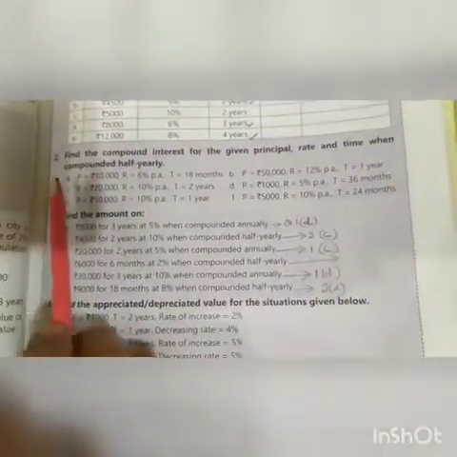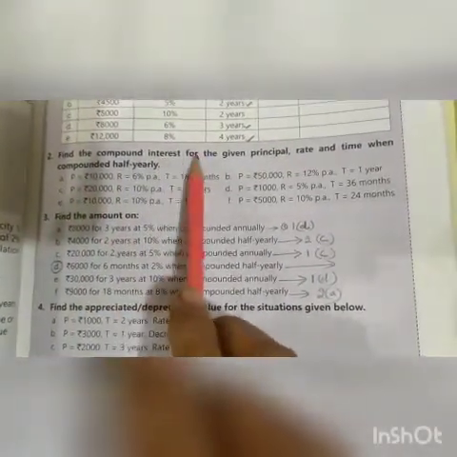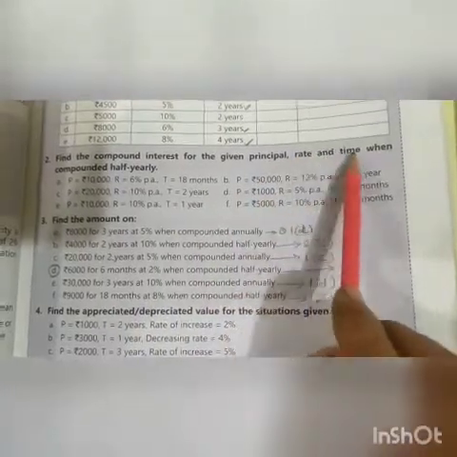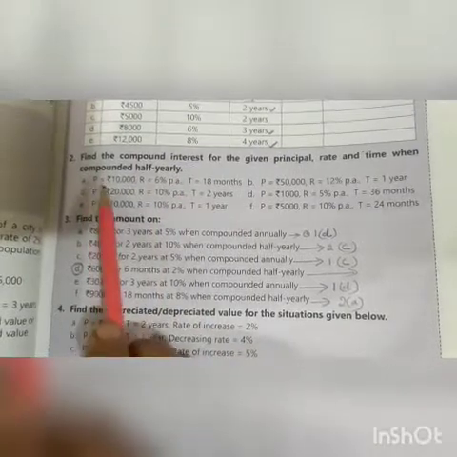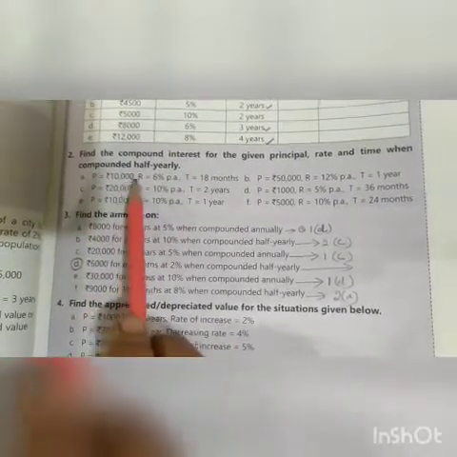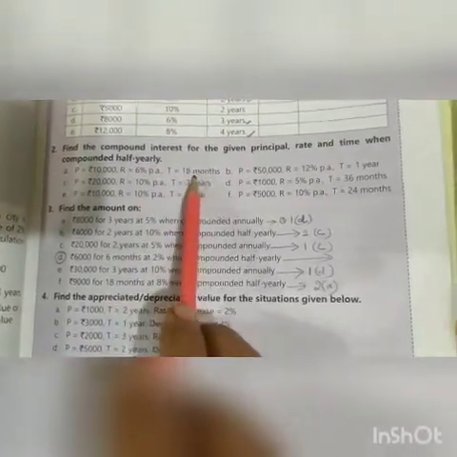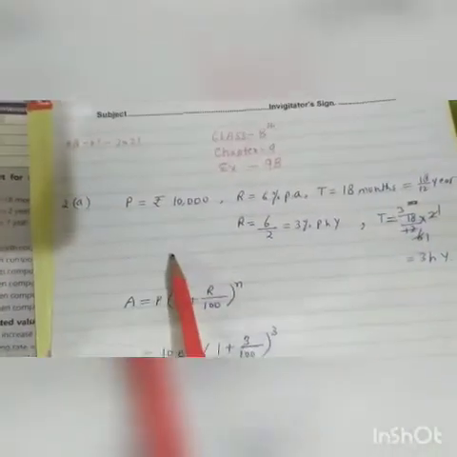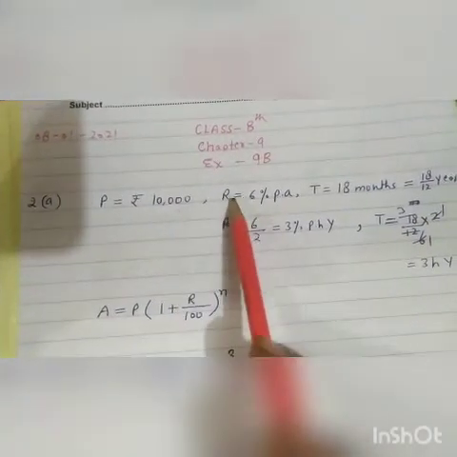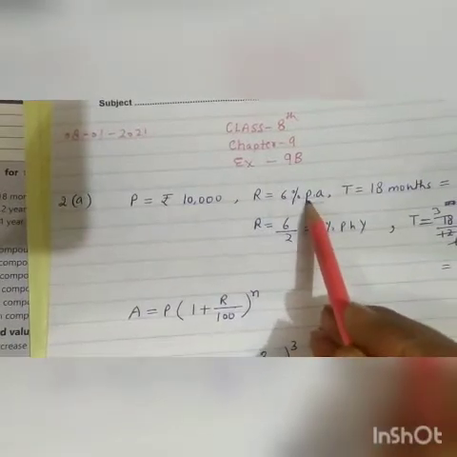Question number 2. I am explaining you question number 2. Find the compound interest for the given principal, rate and time when compounded half yearly. In part A, principal is given 10,000, R is 6% PA. PA means per annum. Time is 18 months. See here, principal is 10,000. Rate is 6% per annum. This is per annum, per year.